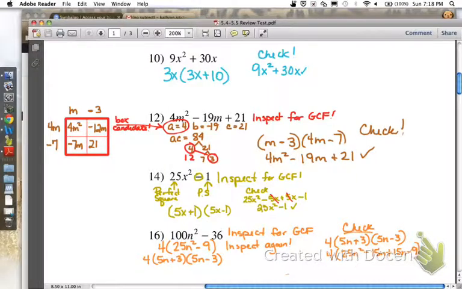Don't drop that 4 off because that's a part of the answer. And as you can see, it checks.